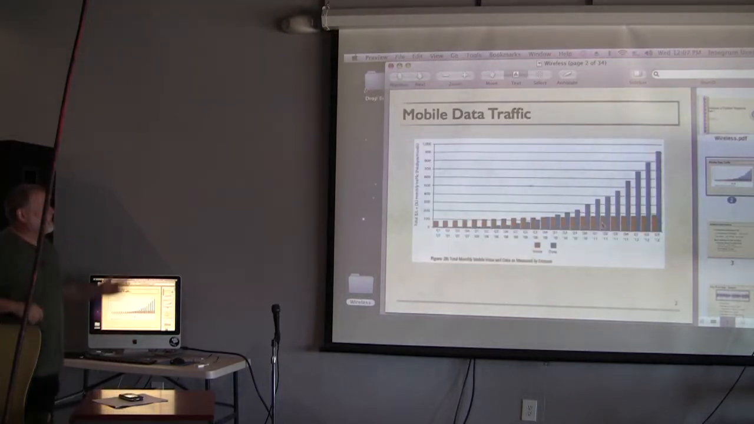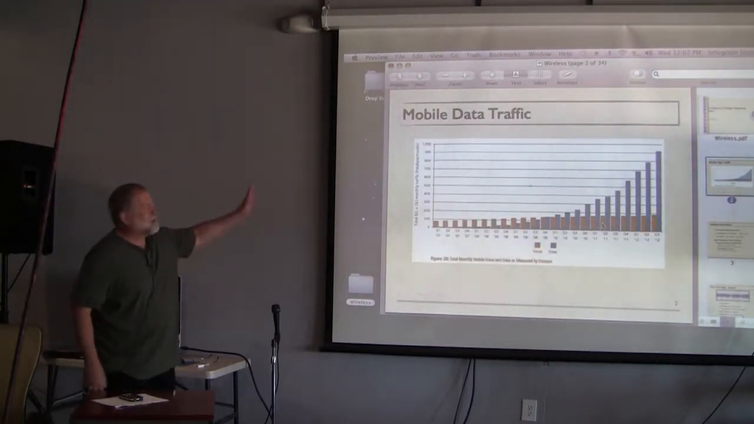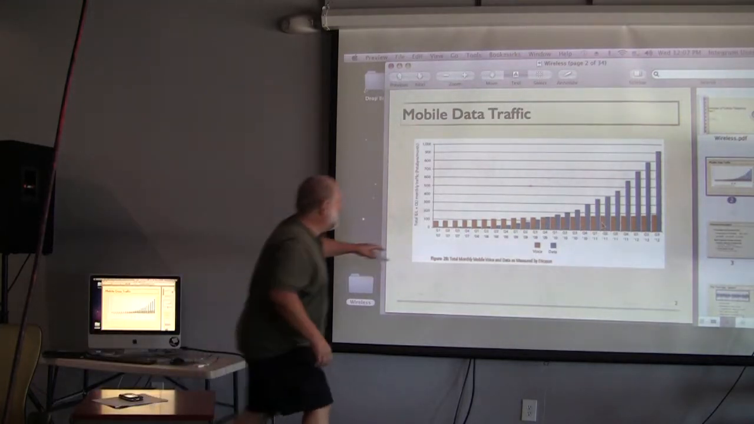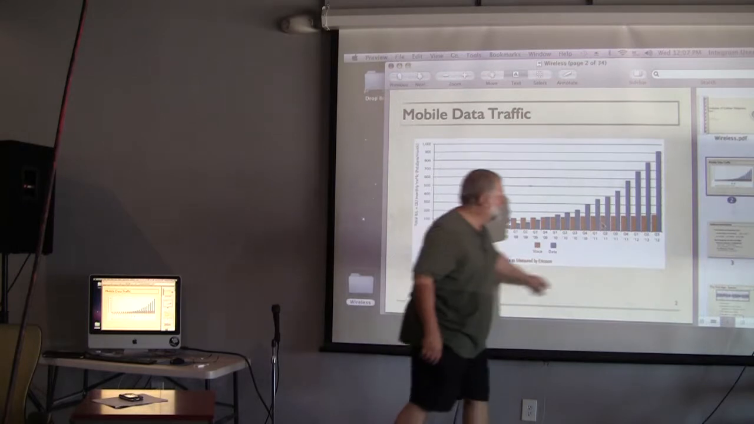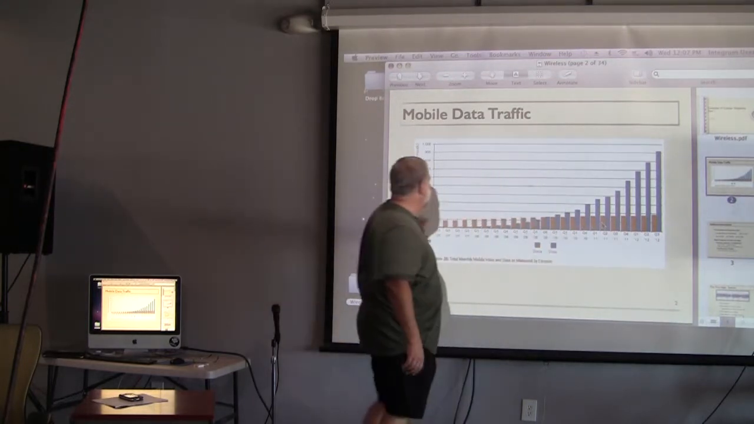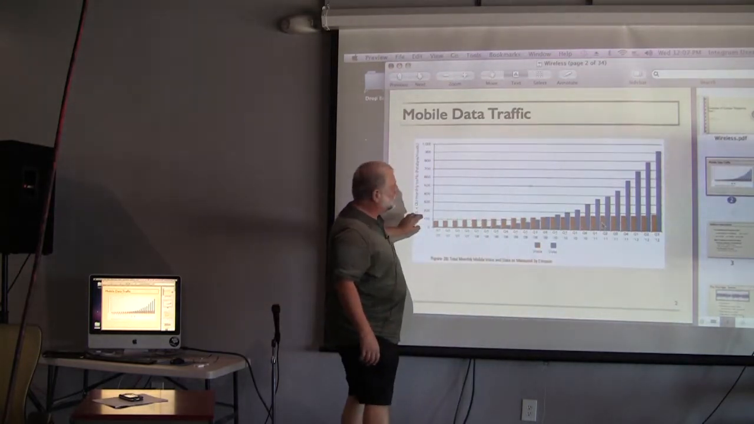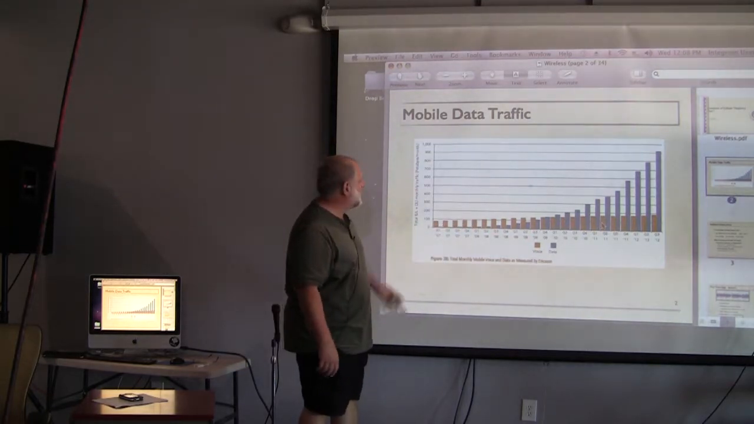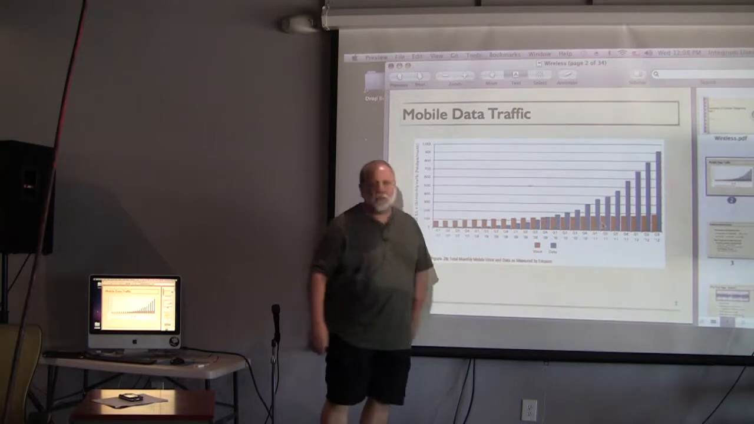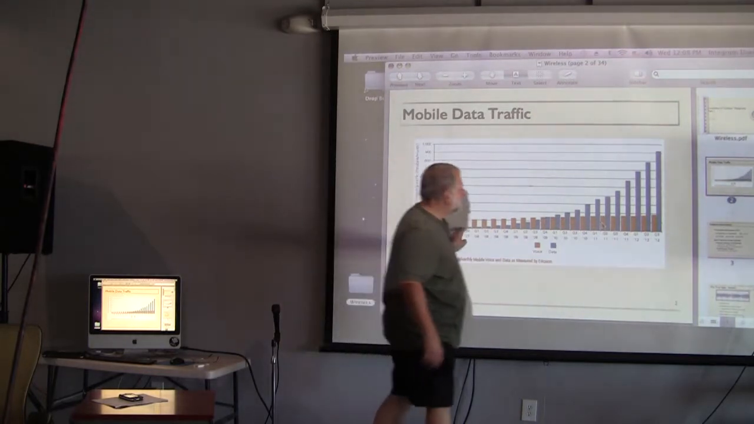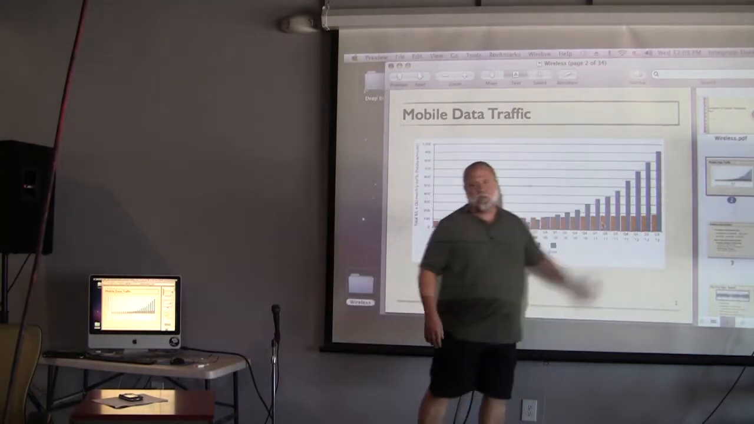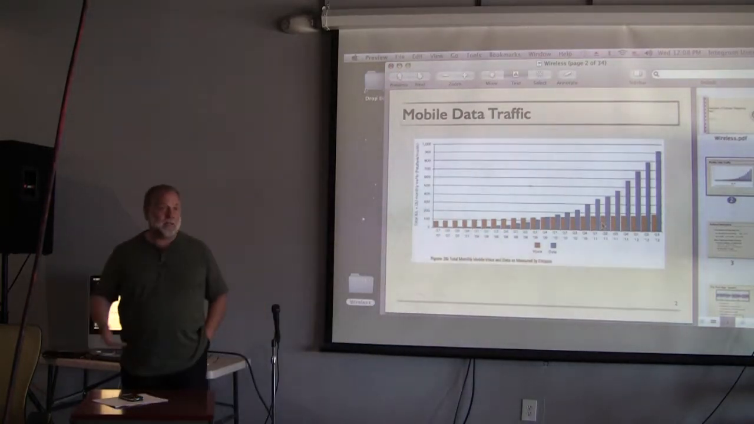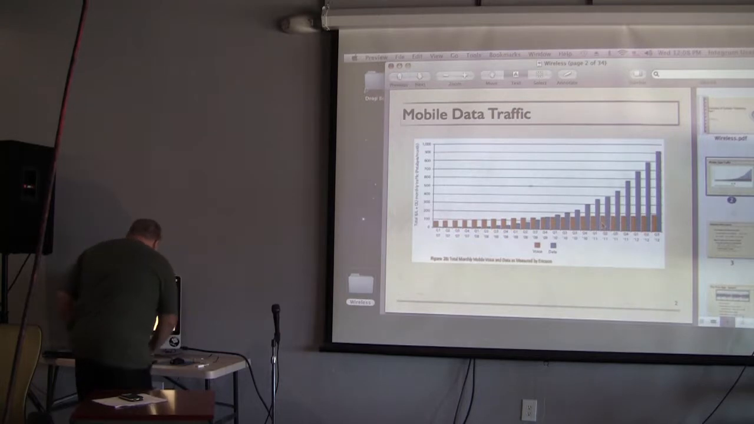Okay. So this is just a little teaser chart. You can get these types of charts off the internet all the time, and it just shows a history from '07 to '12 of the growth of traffic on cellular devices. So the golden bars is voice, and the blue bars is data. The blue bars, of course, is the 3G and the 4G stuff that we ultimately want to get to.